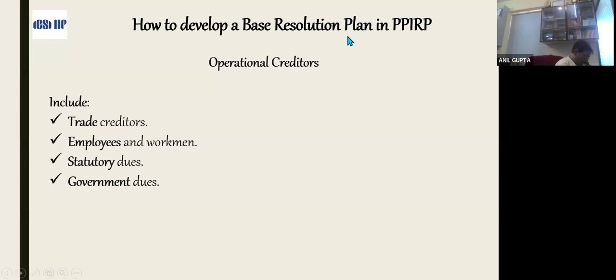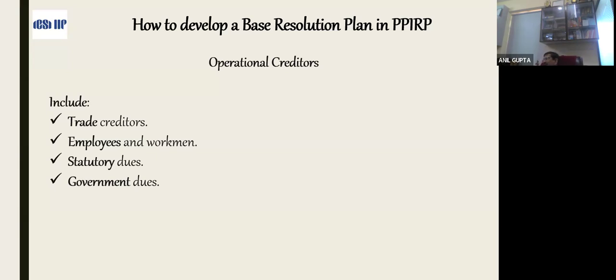With regard to operational creditors, you have to collect the information of the operational creditors: those who supplied the raw material, those who supplied the services, employees and workmen. How many employees are there, how many officers, how many key managerial persons, how many clerical staff, how many subordinate staff, and all these things. Their monthly salaries, the approximate amounts, are also to be mentioned, and statutory dues, whether they are eligible for PF, NPS (National Pension Scheme), ESI (Employees State Insurance), and whether they are eligible for other perquisites provided by the company.